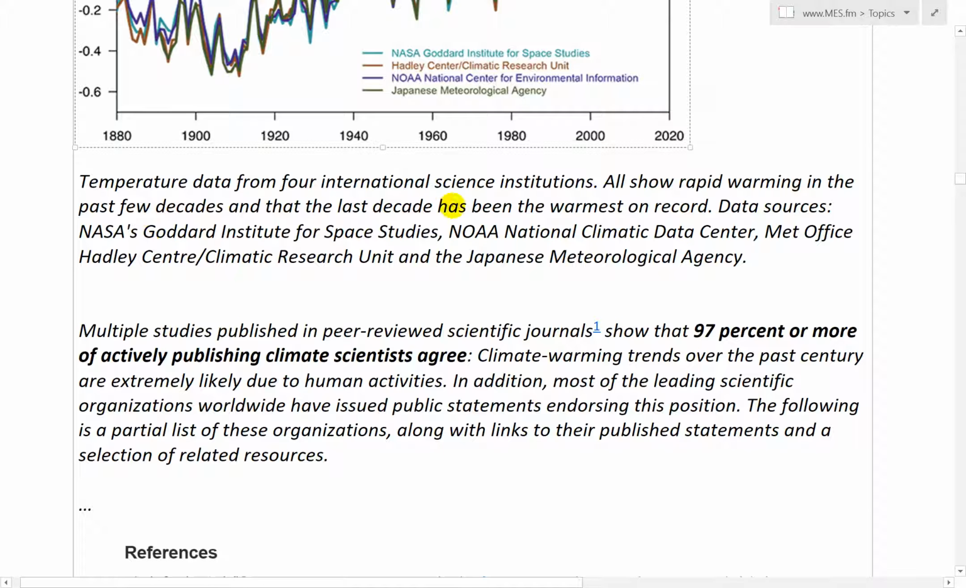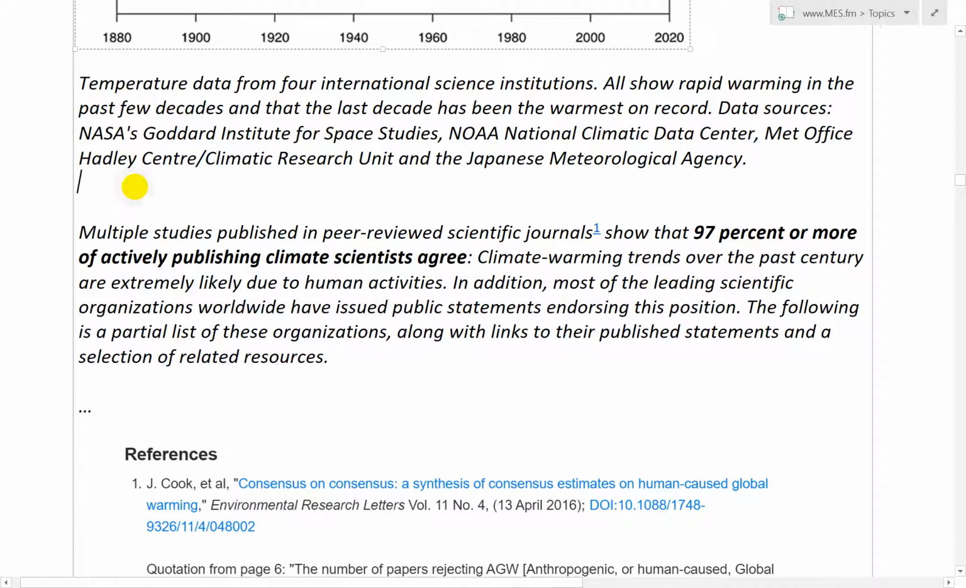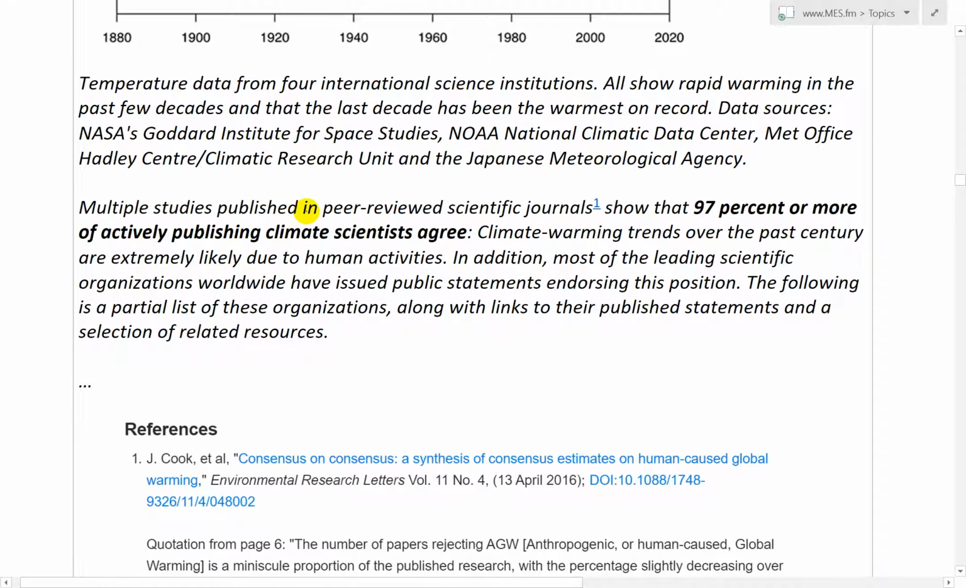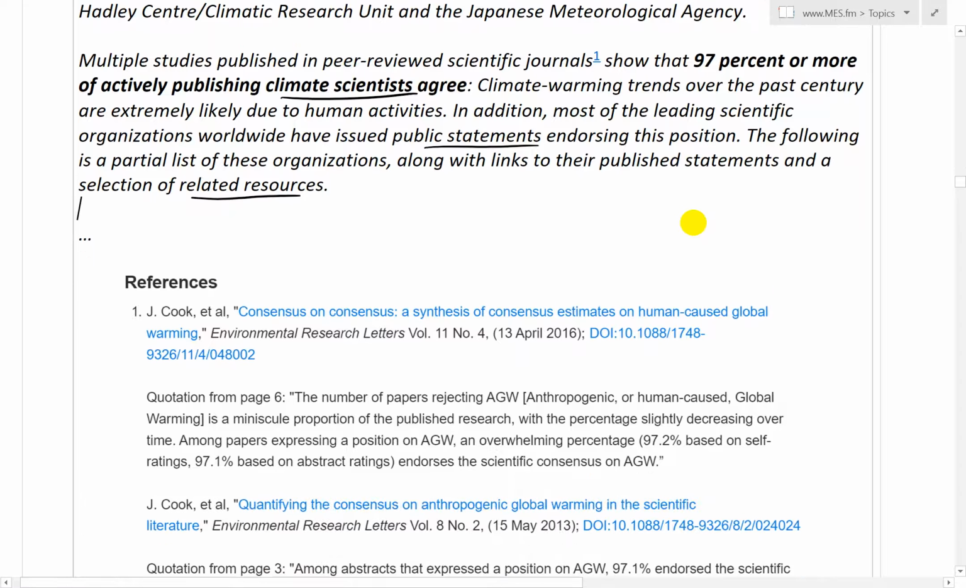It's temperature data from 4 international science institutions. Yeah, and going on. So multiple studies published in peer-reviewed scientific journals show that 97% or more of actively publishing climate scientists agree climate warming trends over the past century are extremely likely due to human activities. In addition, most of the leading scientific organizations worldwide have issued public statements endorsing this position. The following is a partial list of these organizations, along with links to their published statements and a selection of related sources. Just skip through that.